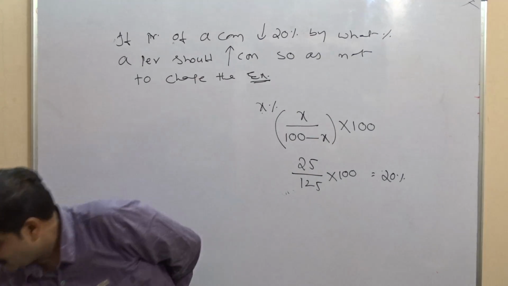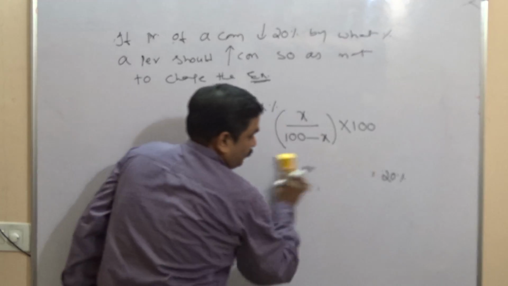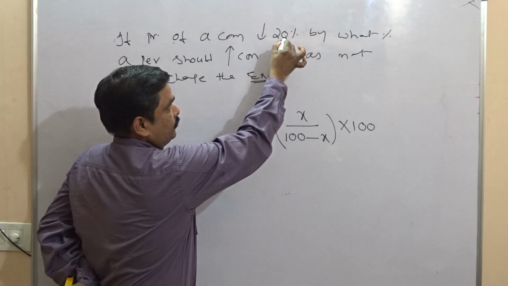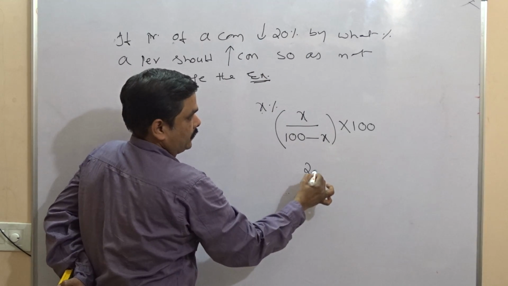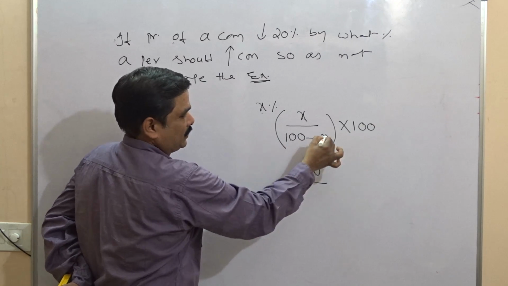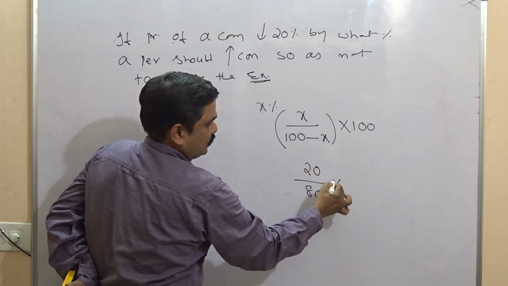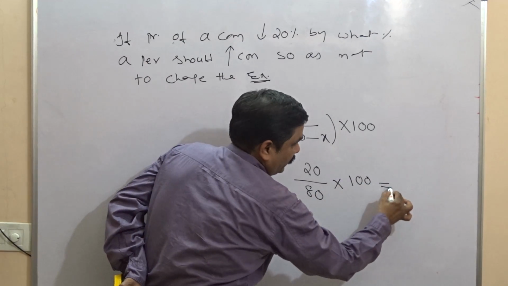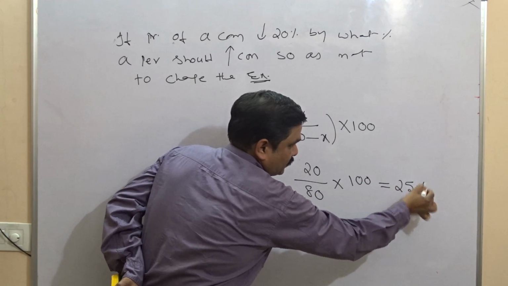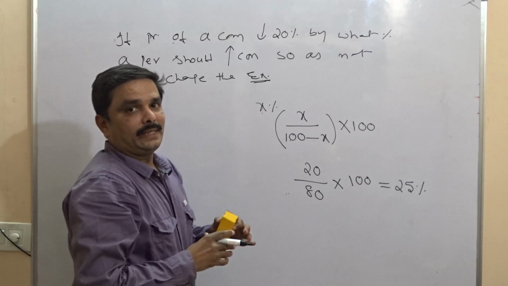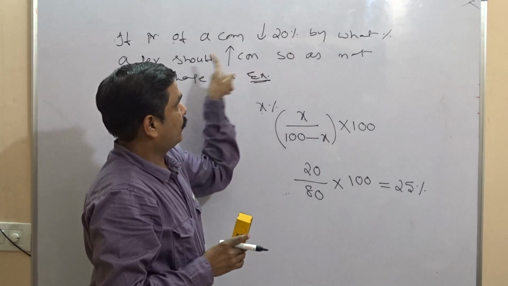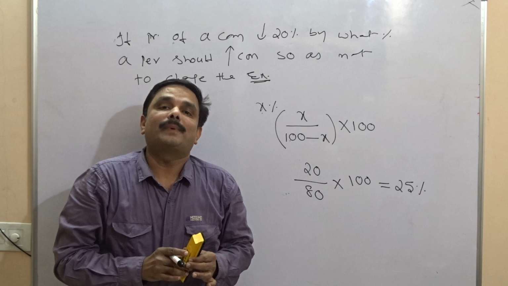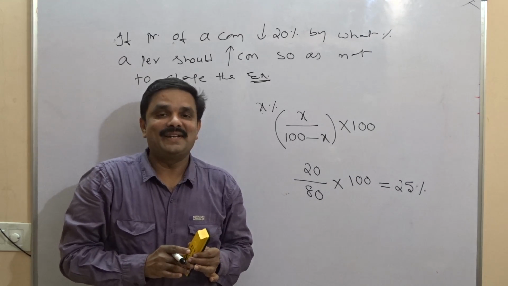Now very simply I can solve this problem. Here it is reduced by 20%. I am taking this 20% here: 20 divided by 100 minus 20, that is 80, into 100. Now the person has to increase his consumption by 25% when the price of the commodity decreased by 20%, so as not to change the expenditure. Hope you got the idea.